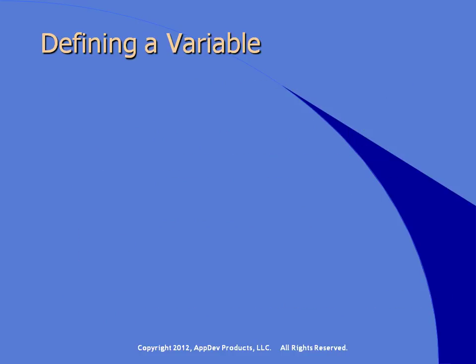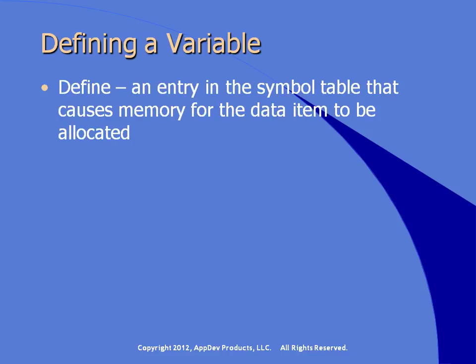Now let's talk about defining a variable versus a data declaration. If you define a variable, it also causes an entry in the symbol table that will tell what the variable is, maybe an int. It will give the name of the variable, but the main difference is it causes memory to be allocated for the data.